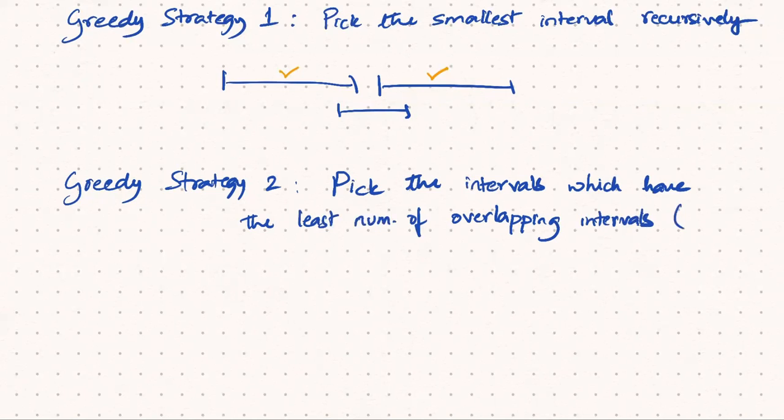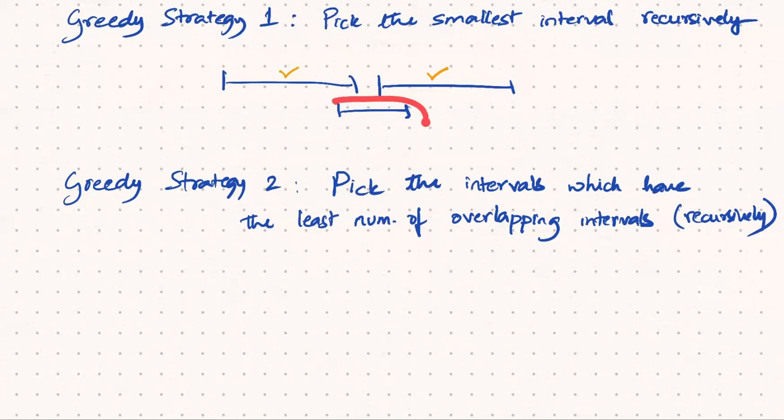Okay, and we do this recursively as in the previous case, right? We pick an interval which has the least number of overlapping intervals, throw out the conflicting intervals, the overlapping intervals, and continue. Okay, so does this work? Does this work on this example? Well, it clearly works on this example, right?